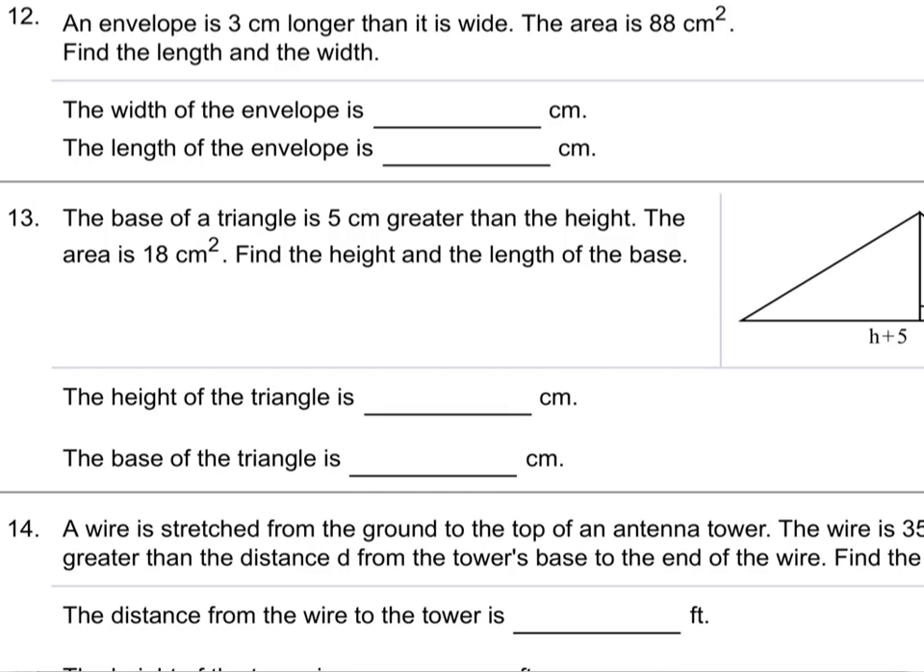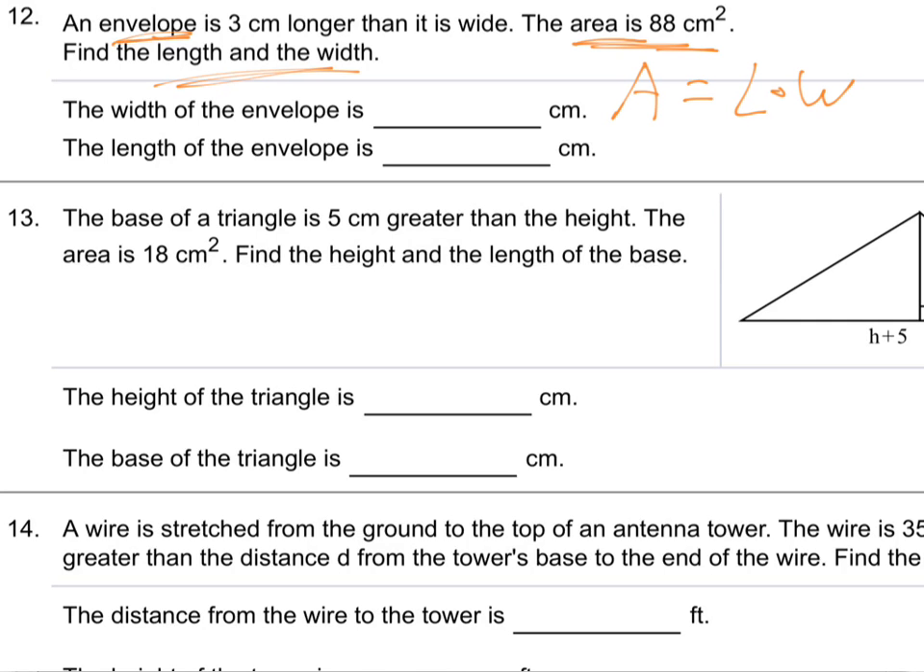We're going to be using those three. Let's go back to number 12 here. Envelope. So which one are we doing here? Well, they're talking about area. And an envelope's a rectangle. And they're talking about length and width. So what formula am I going to use?